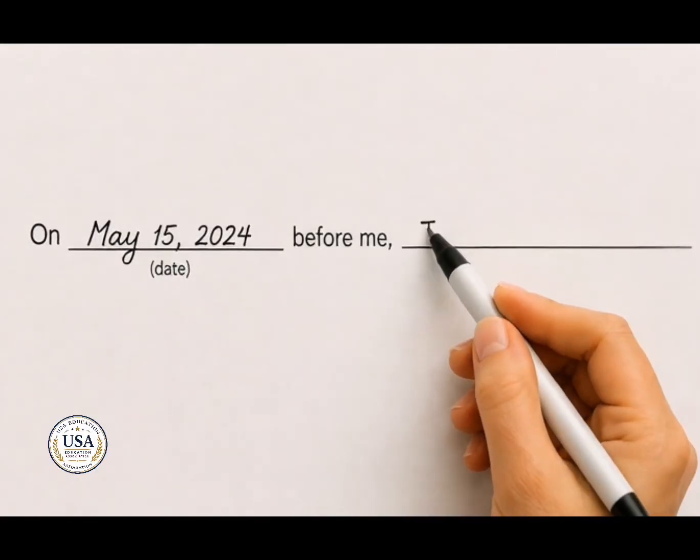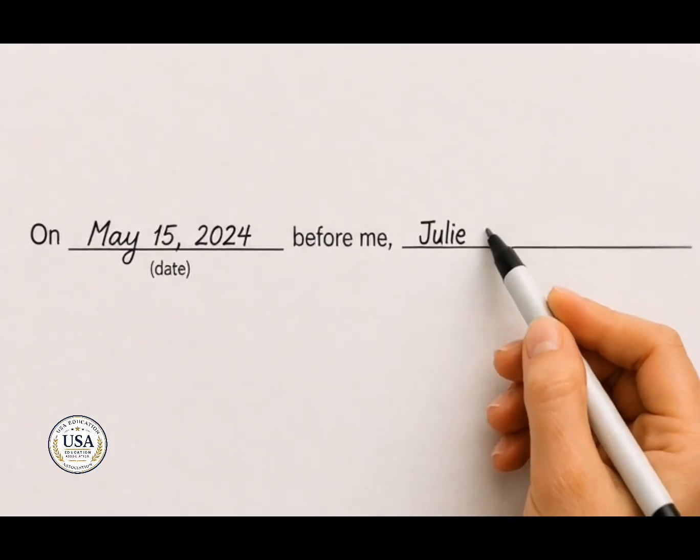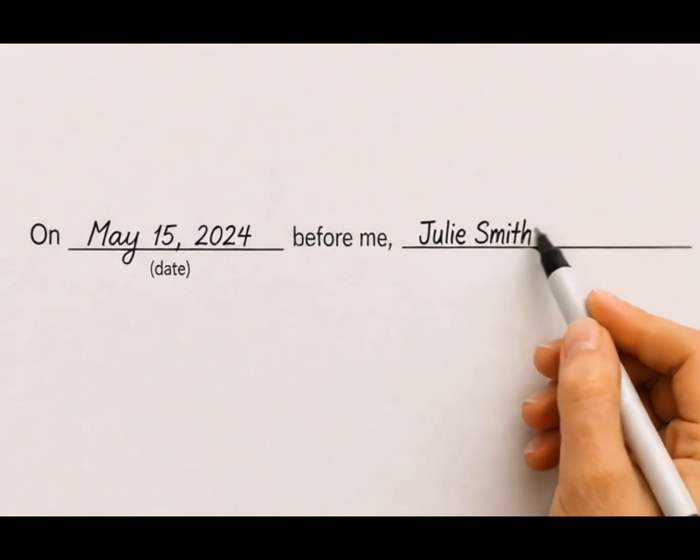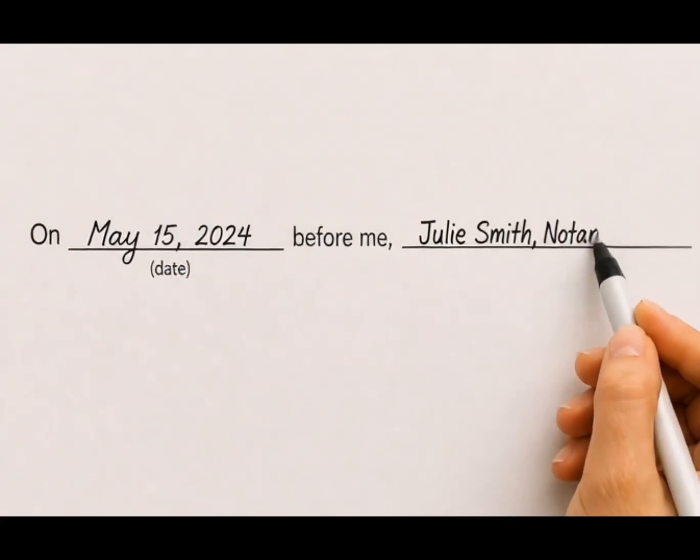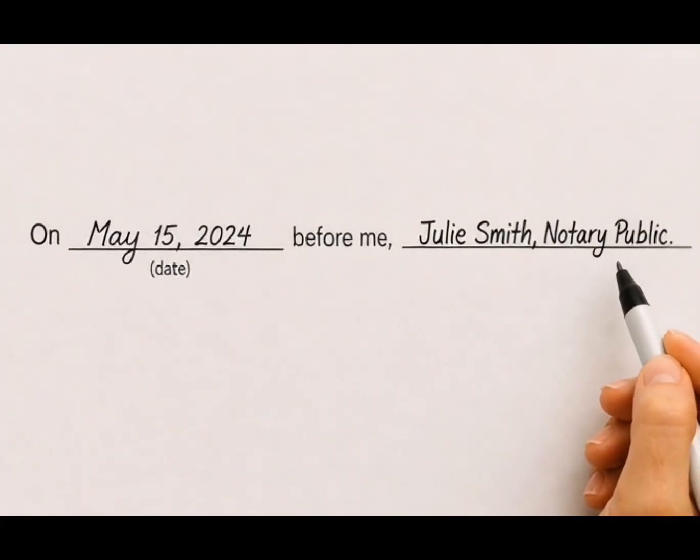In this section, the before me line is where you put your name and title. That section should contain your name followed by notary public. For example, Julie Smith, notary public.